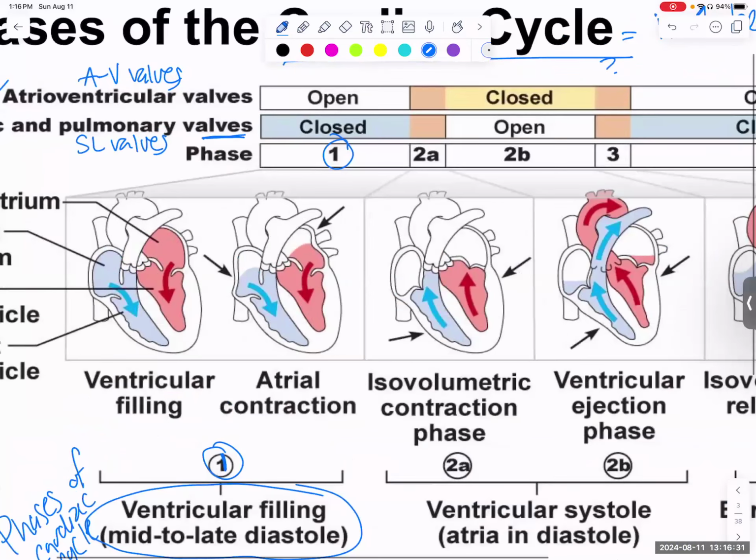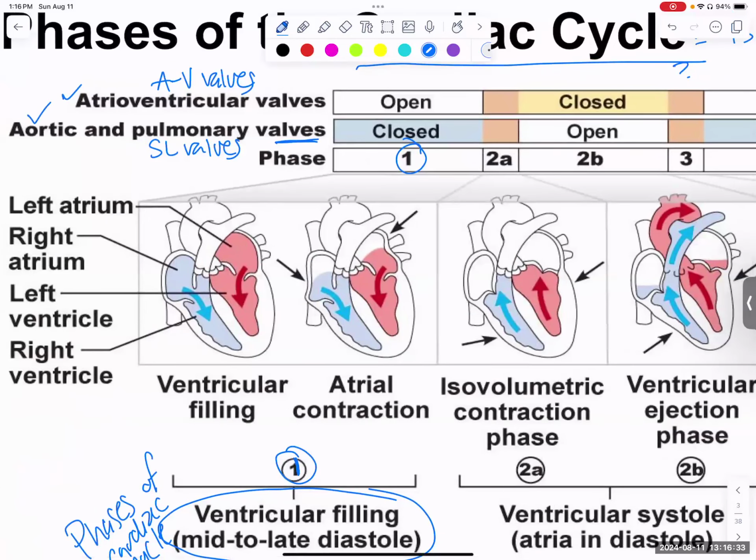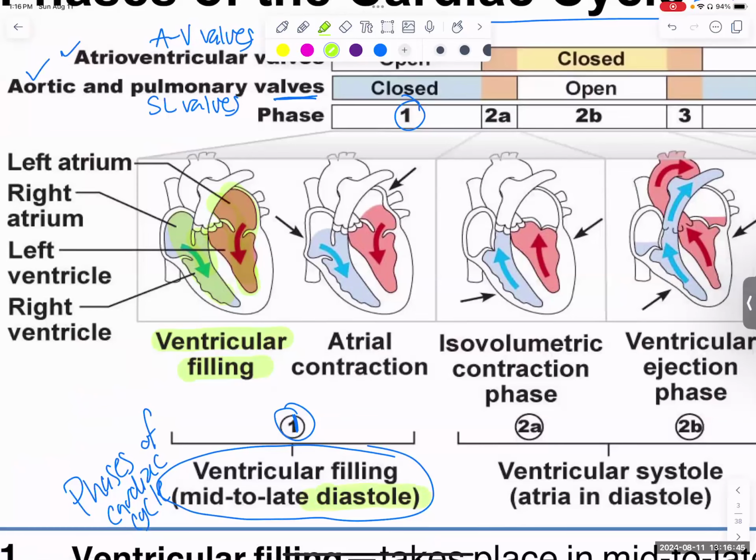Well, if we're looking here, blood is passively filling the ventricles. So ventricular filling, it's passive. The heart muscle is relaxed. It is mid to late diastole. Again, diastole means heart is relaxed. It is not contracting. And so blood is coming through the vena cavas, returning from the pulmonary veins, and then going down into the right ventricle and left ventricle.